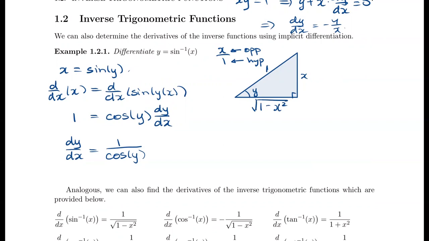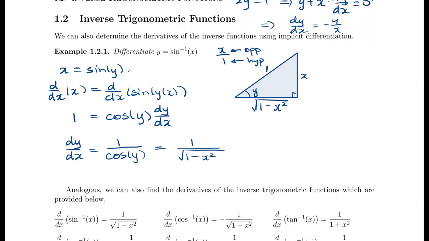Now, cosine of y, we can find based on the right angle triangle we have constructed. Remembering that cosine is adjacent over hypotenuse, cos of y is just going to be the square root of 1 minus x squared divided by 1. So it's just going to be at the bottom. Therefore, the derivative of sine inverse of x is just going to be 1 over the square root of 1 minus x squared. And that's the derivative of sine inverse of x.